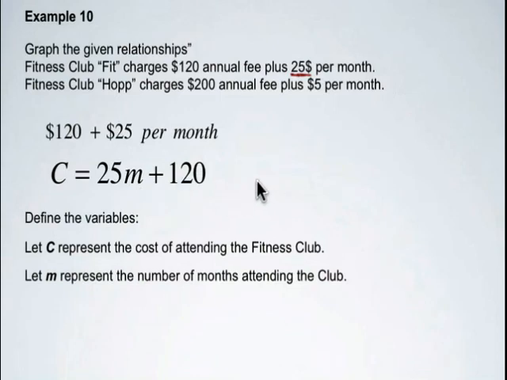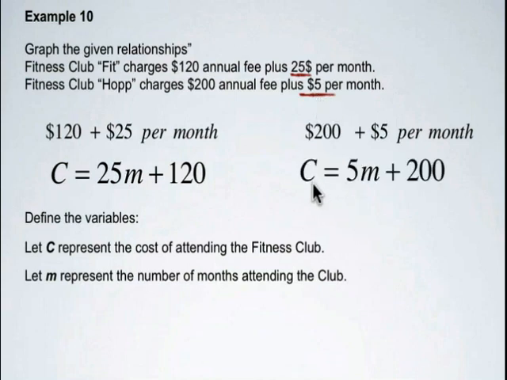So the other equation for Club Hop is going to be $200 for your annual fee plus $5 per month. And so your equation then is going to be C equals 5m plus 200. And what I'd like you to do now is use Geometry Sketchpad or a sheet of graph paper in order to graph these relationships on the same grid.